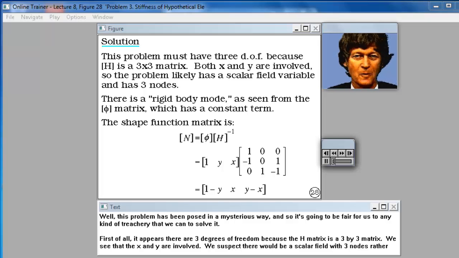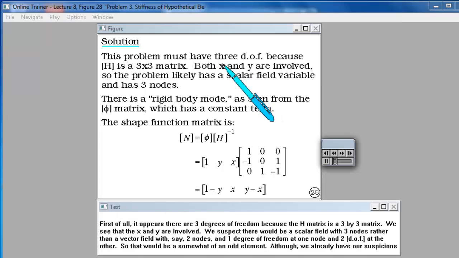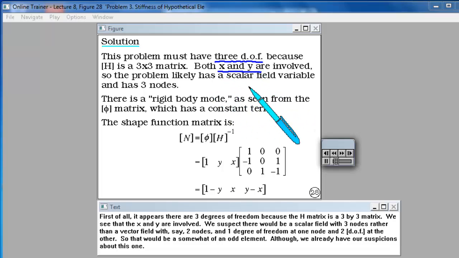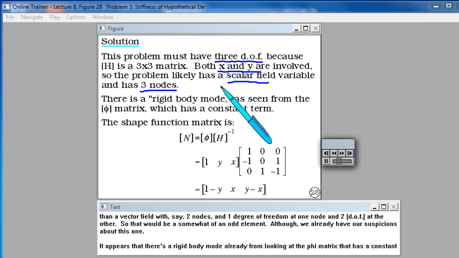Well, this problem has been posed in a mysterious way, and so it's going to be fair for us to use any kind of treachery that we can to solve it. First of all, it appears there are 3 degrees of freedom because the H matrix is a 3 by 3 matrix. We see that the x and y are involved. We suspect there would be a scalar field with 3 nodes rather than a vector field with, say, 2 nodes and 1 degree of freedom at one node and 2 at the other. So that would be somewhat of an odd element, although we already have our suspicions about this one.